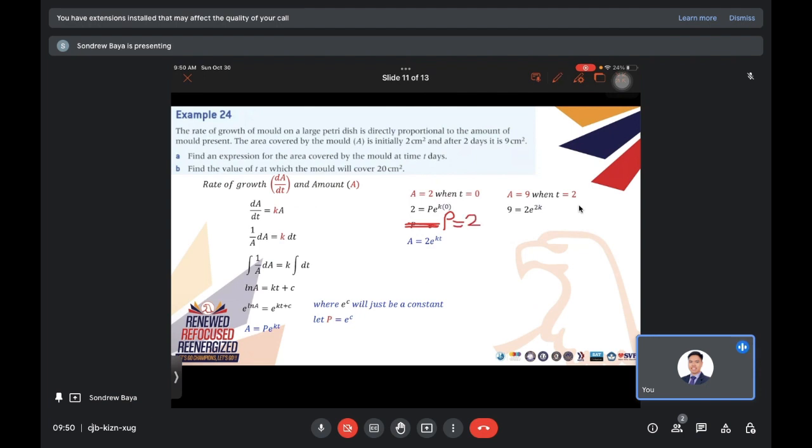Okay. So we now have 9 is equal to 2 times e power of 2k. So we can now divide both sides by 2. So we'll have this function. And then to solve this one, remember that e power of 2k is equal to 9 over 2. We can convert this into its equivalent logarithmic function with the base e.